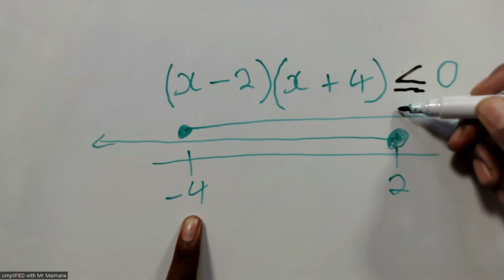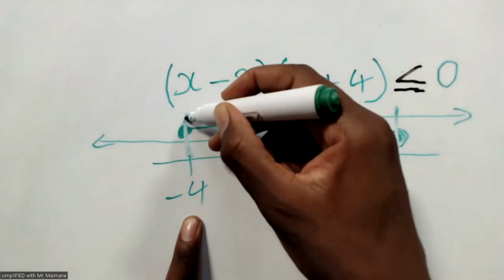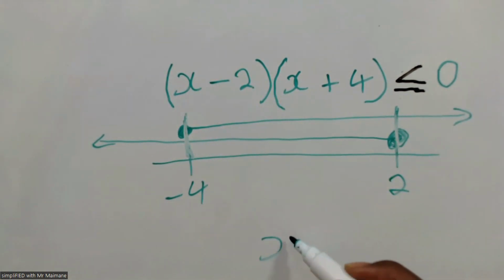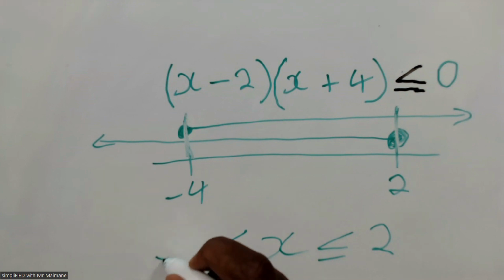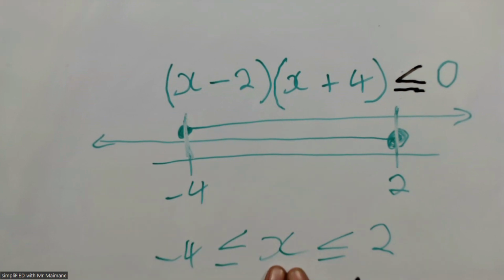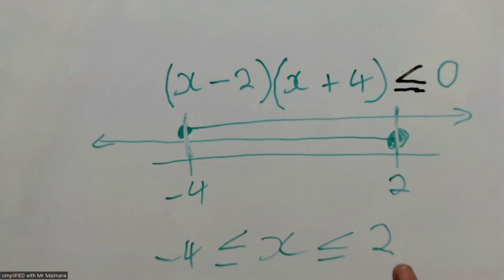So we see that both the arrows, they interact here and here, which means that our value of x is between 2 and minus 4. And as you can see, between only has 2 arrows that are facing that direction, and a bigger number this side and a smaller number this side. That's how we get this.